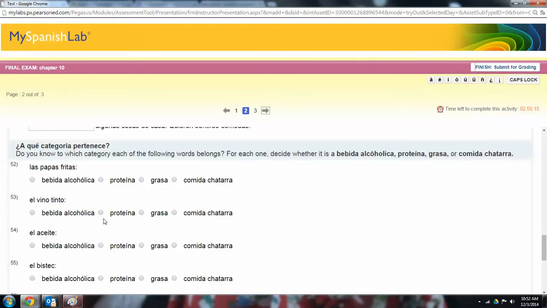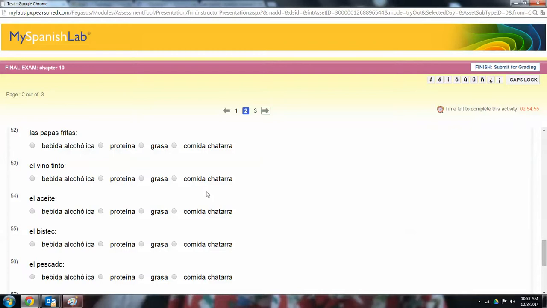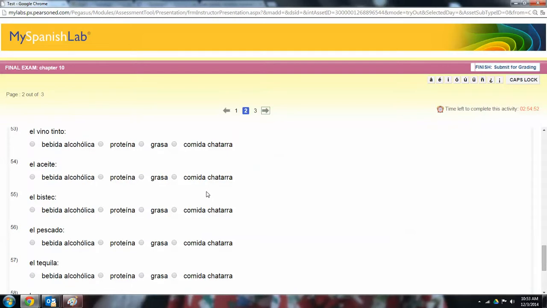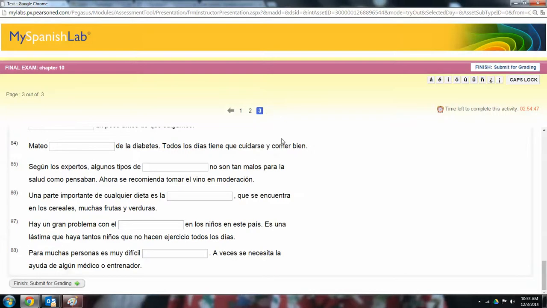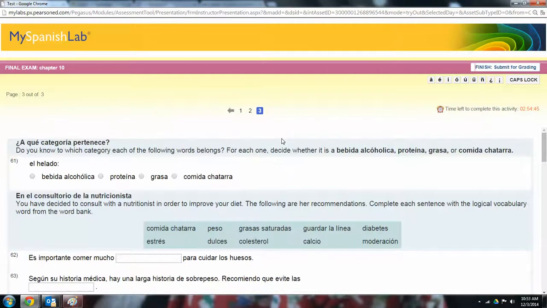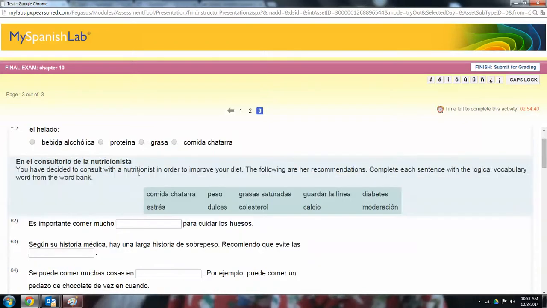And then down here, do you know to which category each of the following words belong? So papas fritas, would they fall under bebida alcohólica, proteína, grasa, or comida chatarra? Which would be like junk food. El helado, oh, that's continuing on.